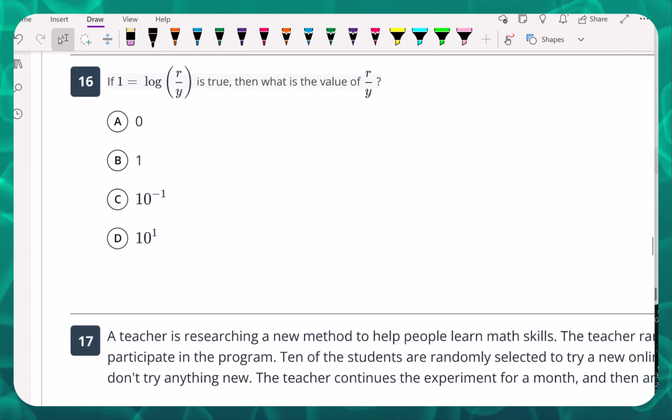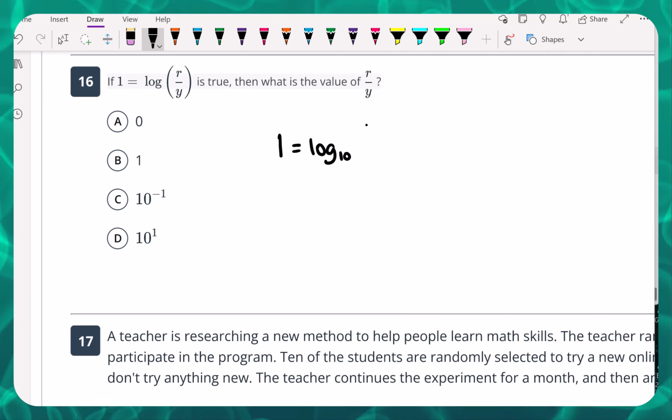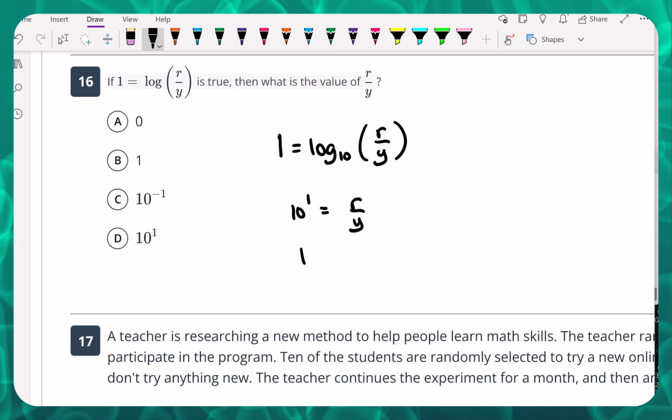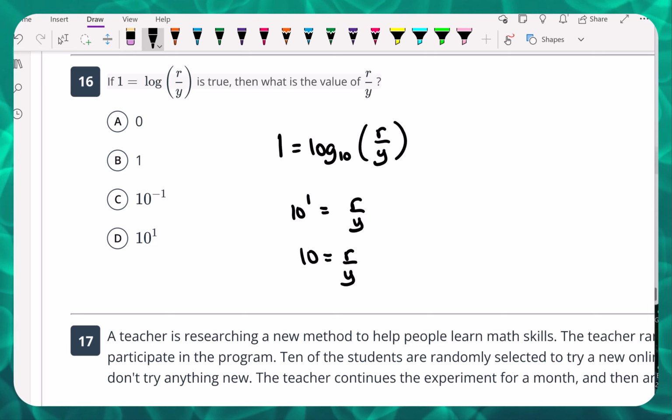Okay, question number 16, 1 equals log, once again, base 10, doesn't show you that. It says what's the value of r over y? Okay, I don't know, I'm kind of stuck. So I'm just going to rewrite it. I'm going to say 10 to the power 1 equals r over y. So 10 to the power 1 is equal to just 10, isn't it? So it's going to be D.